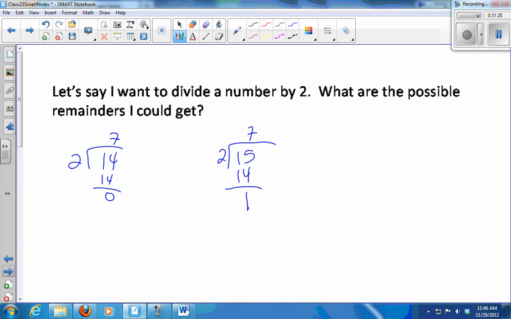Okay, so my only possible remainders, if I divide by 2, are 0 and 1. 0 corresponds to an even number, and 1 corresponds to an odd number. Yep. Those are the only possible remainders when you divide by 2.